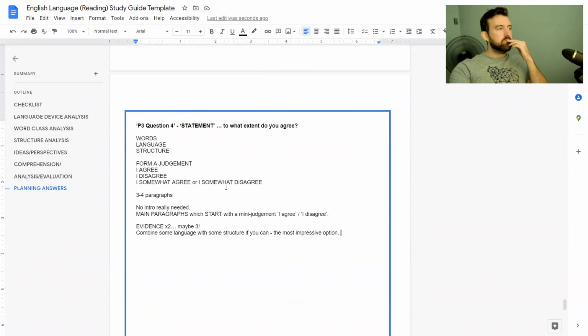I'm trying to think other than that, what the major things are that you need in the to what extent do you agree questions. I'm not sure there's a huge amount else that we need. So the finishing point is I would include a brief conclusion.